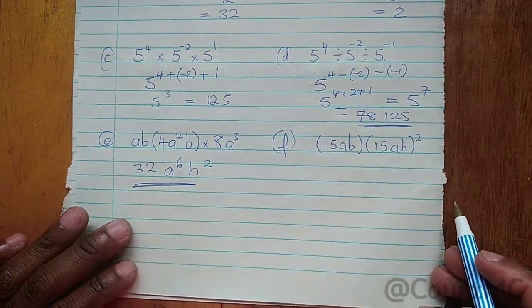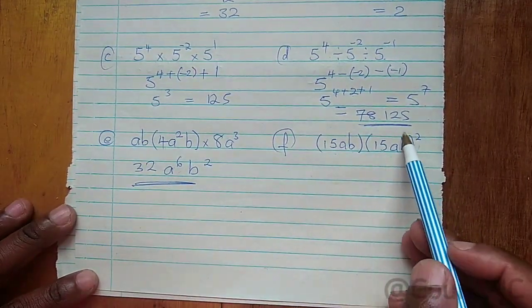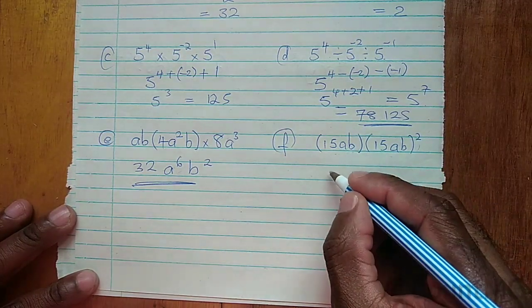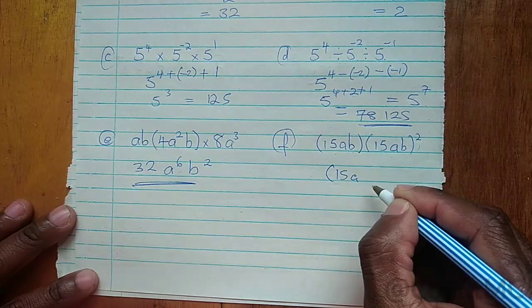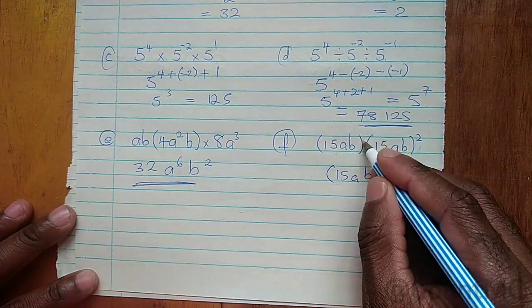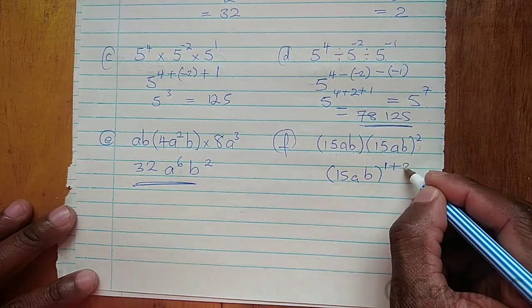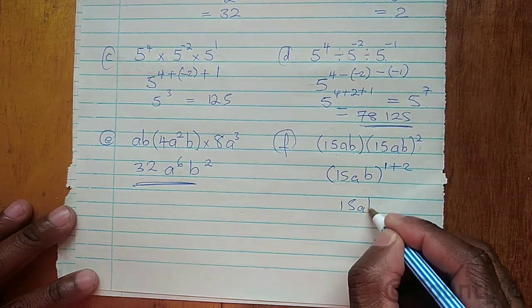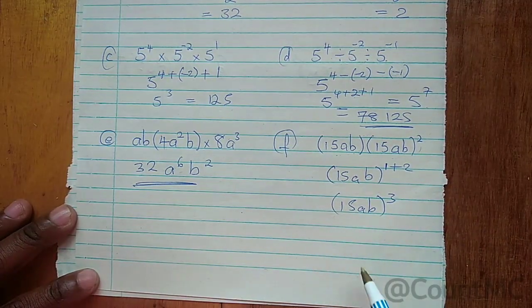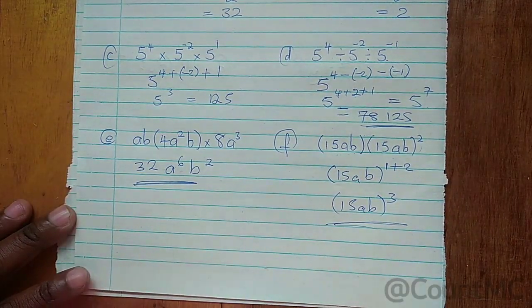This one, now this bracket and this bracket look the same. So you just multiply the brackets instead of expanding. Then this is to the power 1 plus the power 2. So your answer is just 15ab to the power 3. You can expand if you want, but this is also the answer.